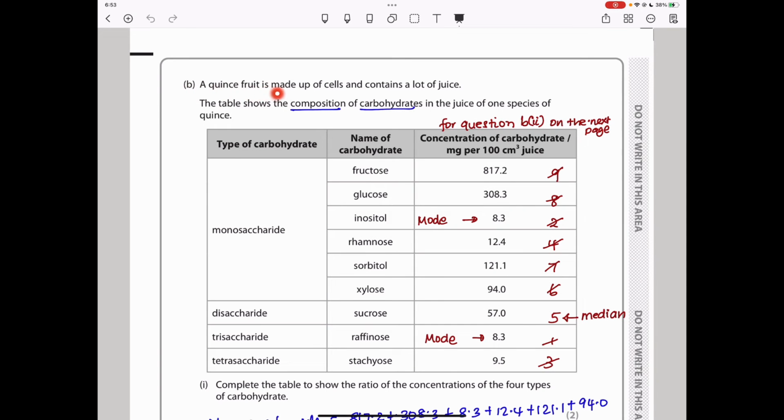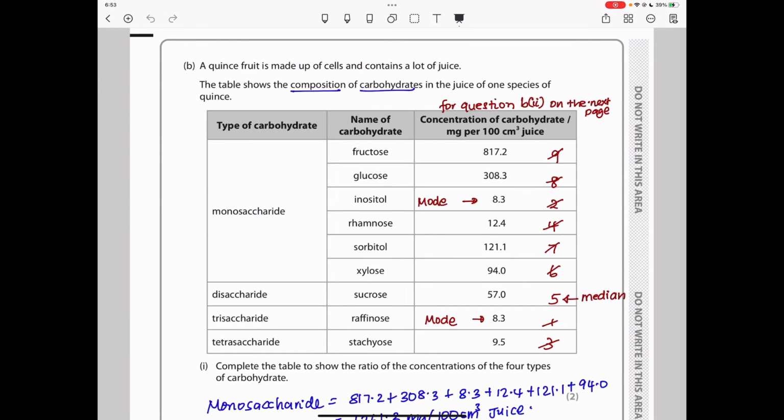B. A quince fruit is made up of cells and contains a lot of juice. The table shows the composition of carbohydrates in the juice of one species of quince. So here we have the carbohydrates. They've given us the monosaccharides, the disaccharides, trisaccharides, and tetrasaccharides. So we have the different monosaccharides. However, the disaccharide is only sucrose, the trisaccharide is only raffinose, and then here we have the tetrasaccharide.